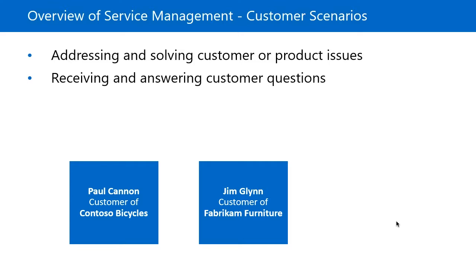Jim Glenn is a customer at Fabricam Furniture. He recently received a new table he purchased through the Fabricam website. And although Jim tries to assemble the new table, he's not sure if he's assembling the table correctly. Therefore, Jim contacts Fabricam Furniture to ask questions and to obtain help with his table.